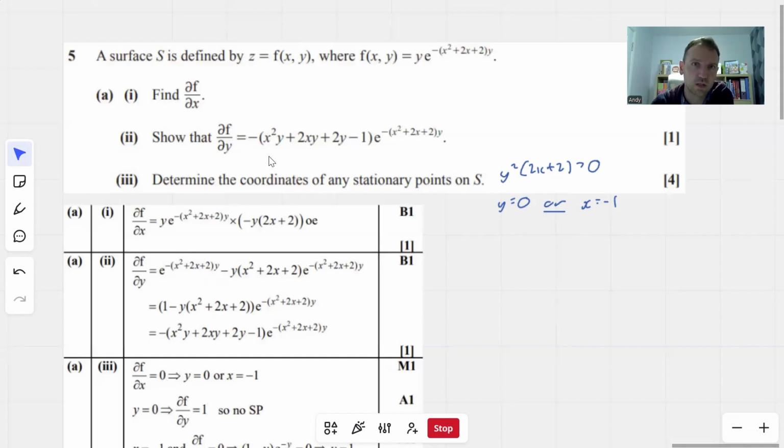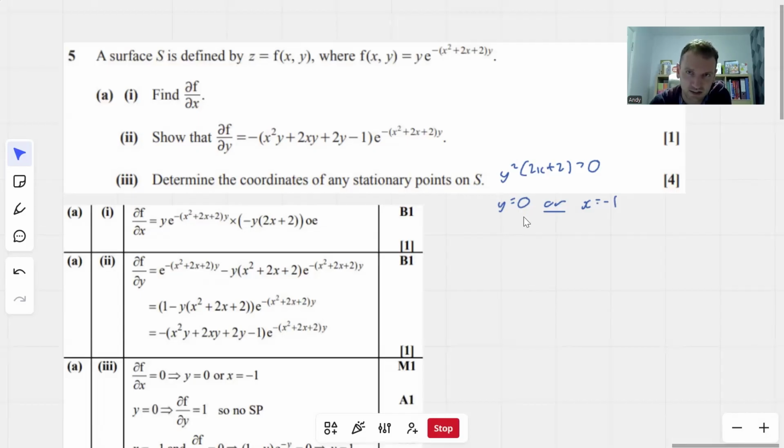So now we need to go to thinking about df by dy equaling 0 and seeing which of those is actually possible. So when we sub in y equals 0 here, this is 0, this is 0, this is 0. So we just end up with 1 times e to the 0, which is 1. So when y equals 0, df by dy is 1. It doesn't have any solutions, and therefore there's not a stationary point when y equals 0. You need to consider it. You can't just ignore it without mentioning it.